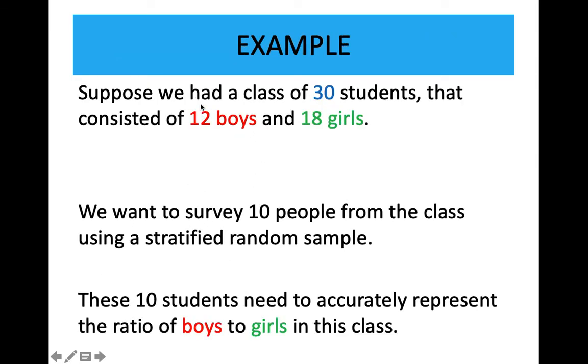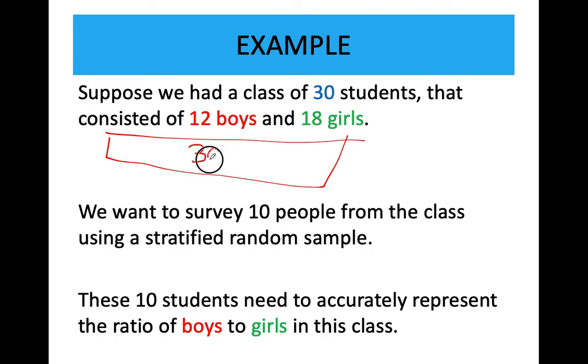So let's suppose we have a class of 30 students, consisting of 12 boys and 18 girls. So let's say we've got 30. And instead of writing it as 30 people, we want to change it to write it as 10 people. Now it's clear, all we need to do to get from 30 to 10 is divide by 3. So to get our new sample, we have to divide each of these numbers by 3. However, this is a rather simplistic example. So I'm going to show you a method that works for more complex examples.